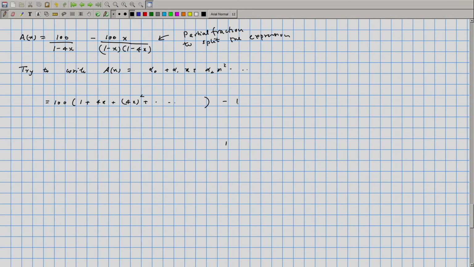So, we will write this as a by 1 minus x plus b by 1 minus 4 x. Okay. If we write it in this format, these expressions can easily be thought of as geometric series and their expansion is easy to write. Okay. So, we want 100 x by 1 minus x into 1 minus 4 x to be equal to a by 1 minus x plus b by 1 minus 4 x. Okay. Now, what are the values of a and b which will make this equation true?